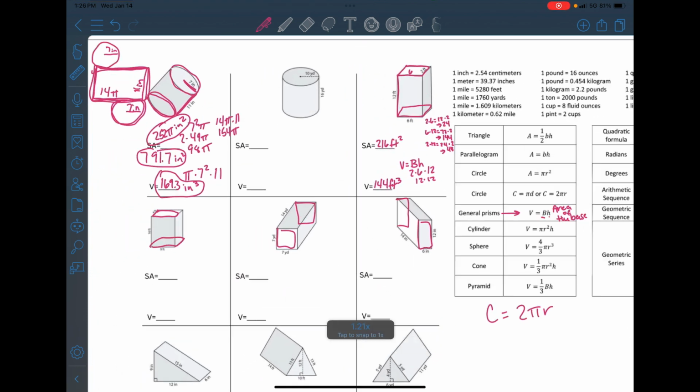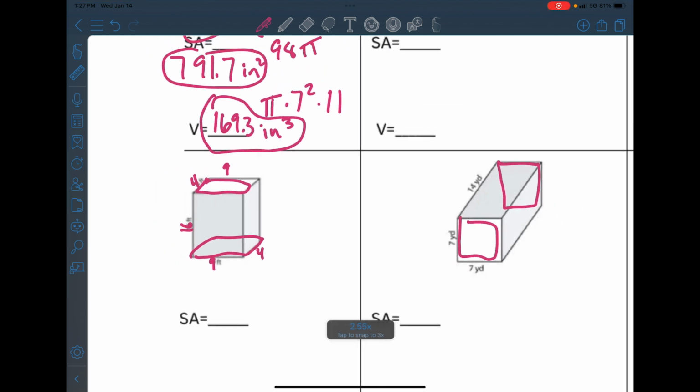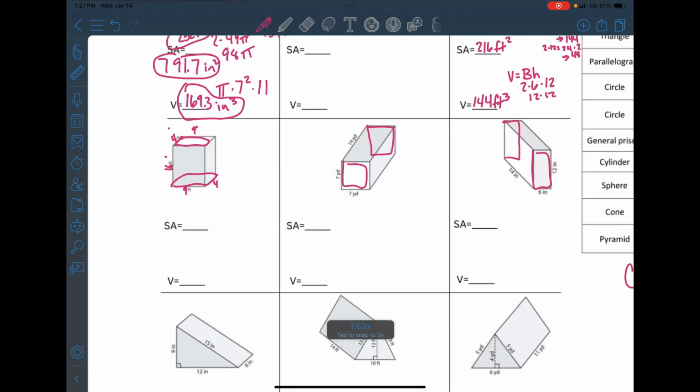For this one, you have a 4 by 9 by 16, if you can't see it clearly, so that's 4 there. You're going to have to figure out the area of the top and bottom, the area of all 4 sides around, then add them up for your surface area. Then do capital B times H, which is just 9 times 4 times 16 to get your volume. So you're going to do that for those 3.